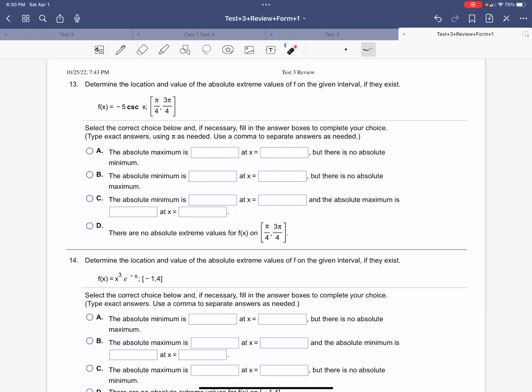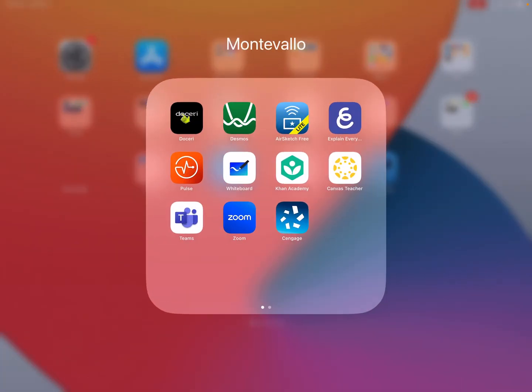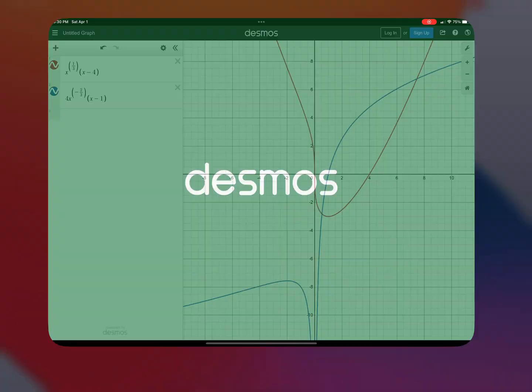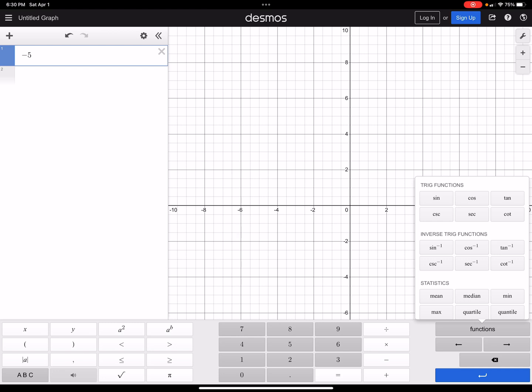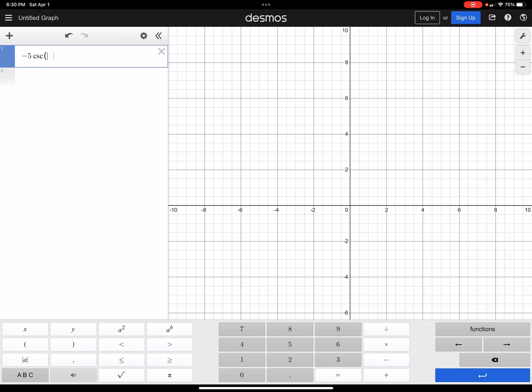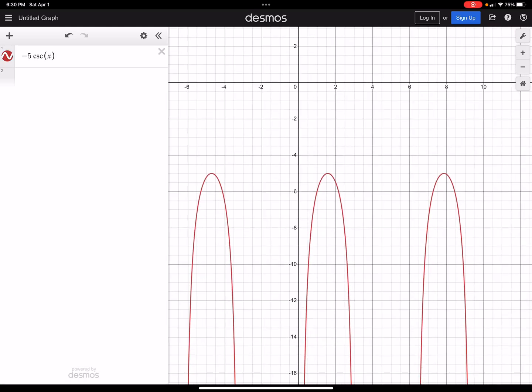Now, it's not a bad idea to take a look at Desmos. Here's Desmos right here. So let's take a look at Desmos. And our function is -5 cosecant of x. Okay. And so here's where we're going to be looking.